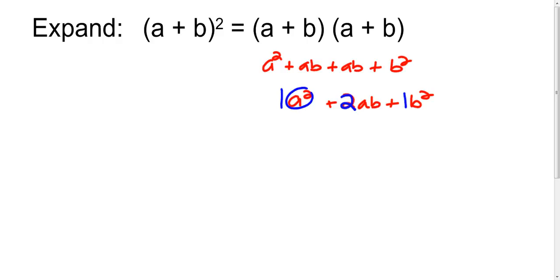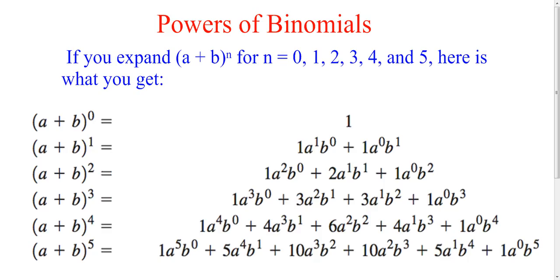The powers of a go down. This is a squared, a to the 1, and then back here I don't even have an a, so I have an a to the 0. The powers of b go up. I don't have a b here, so this is b to the 0, this is b to the 1, this is b squared, okay? That's a pattern that happens that we will look at in our binomial theorem here, okay?